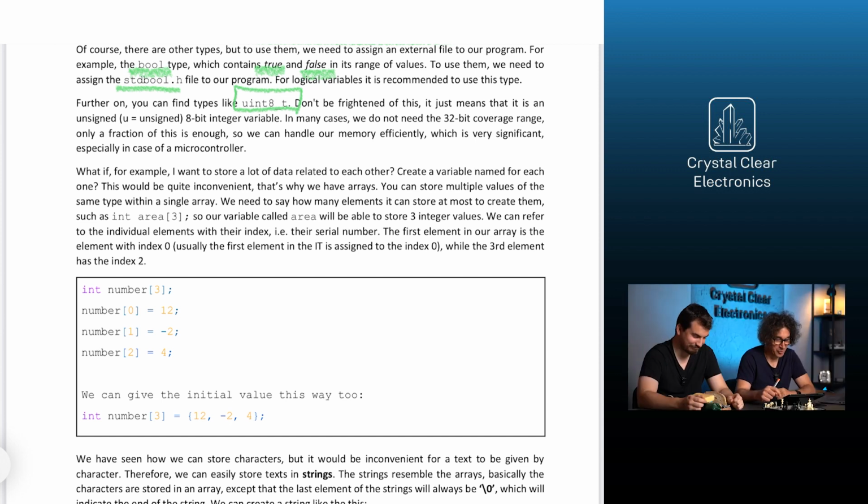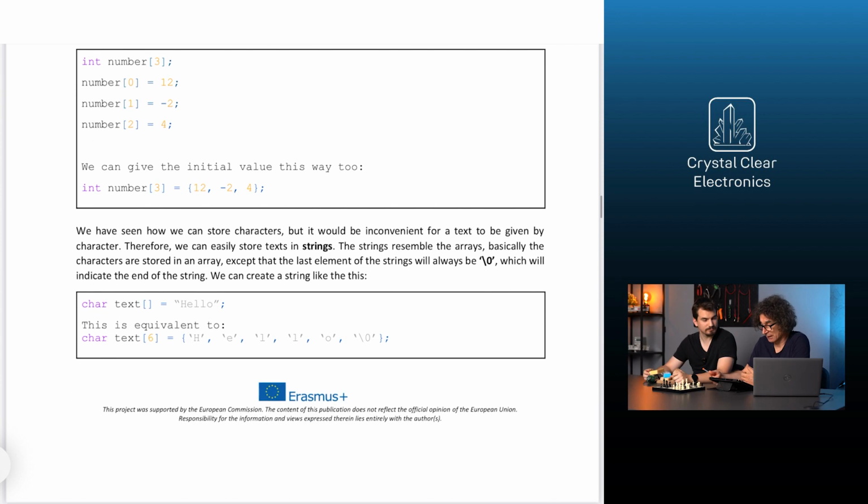You can store multiple values of the same type within a single array. We need to say how many elements it can store at most to create them, such as int area 3, so our variable called area will be able to store 3 integer values. We can refer to the individual elements with their index, i.e. their serial number. The first element in our array is the element with index 0, because usually the first element in informatics has the index 0, while the third element gets the second index, as seen.